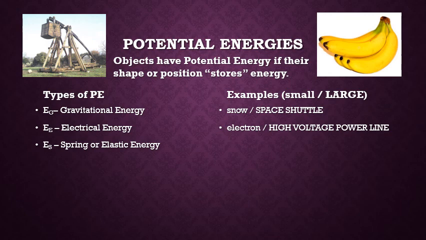ES is spring or elastic energy. So you can store energy in a rubber band or in a spring by compressing it or extending it, and as it relaxes, you're releasing some of that energy. A rubber band has a small amount compared to something like car shocks.